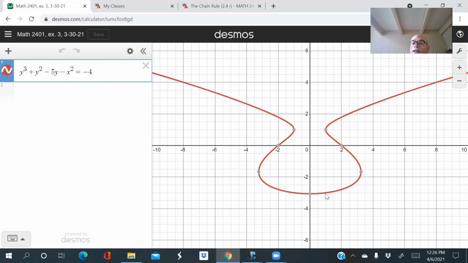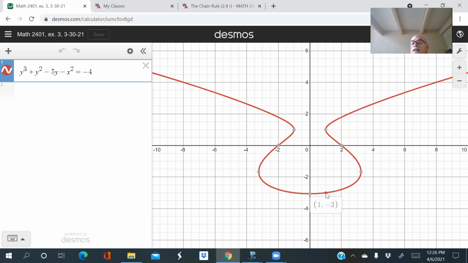Hard for me to point at it perfectly. I didn't get it there. I had it there a moment ago. But right here on this curve is the point. Oh, there it is, the point 1, negative 3. So that point is on the curve. And we want to find the equation for the tangent line right at that point.